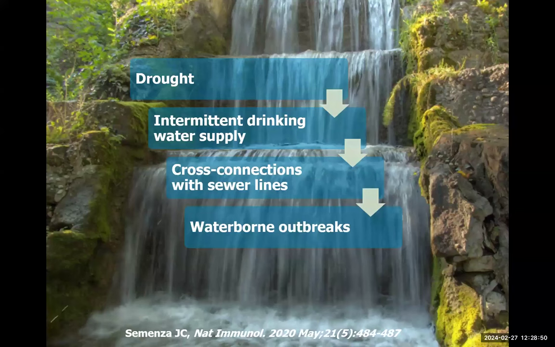Another scenario is drought, and it turns out that drought can lead to intermittent drinking water supply, because they need to preserve their water source, and so they turn off the tap for certain days, certain hours of the day. And in fact, that can lead to cross connections with sewer lines, and I'll illustrate in a second what I mean by that, and that in turn leads to outbreak.